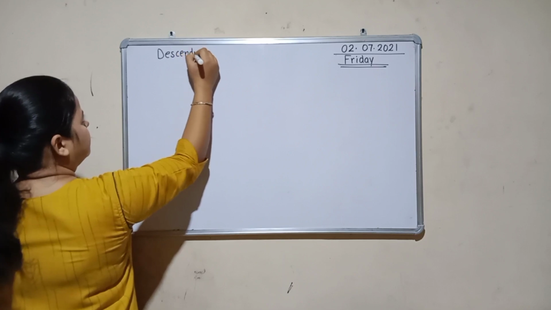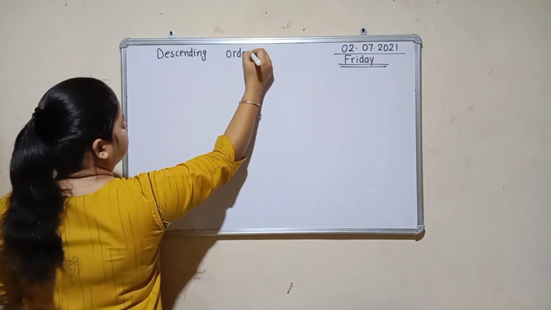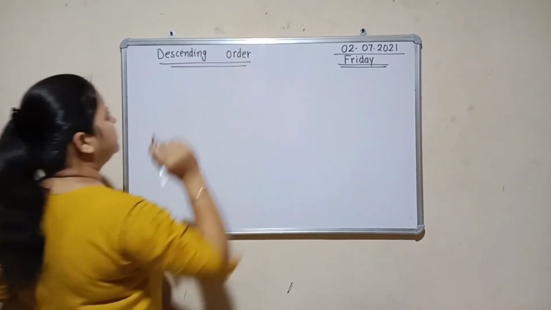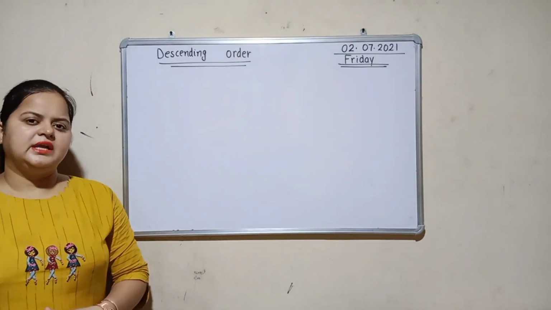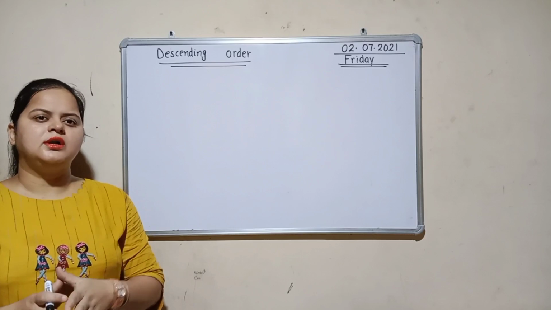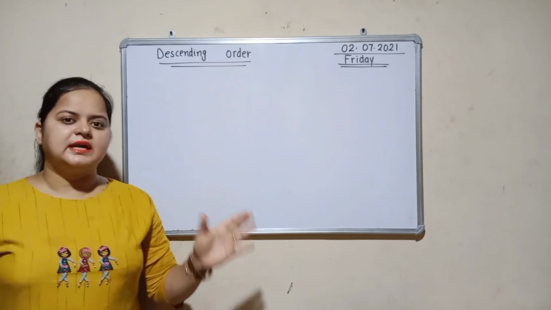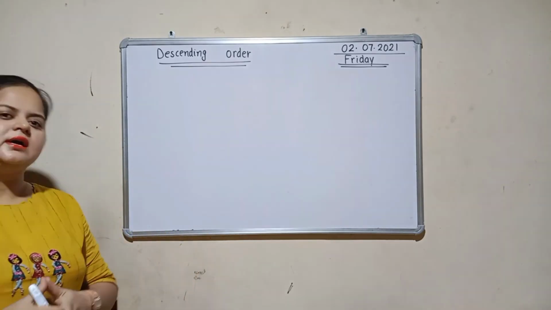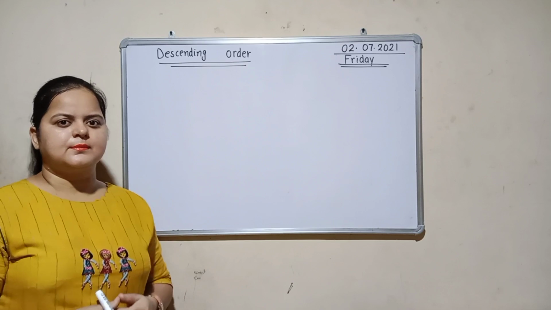Descending order. How will we do descending order? What is descending order? To arrange the numbers from greatest to smallest is called descending order. So let's start.